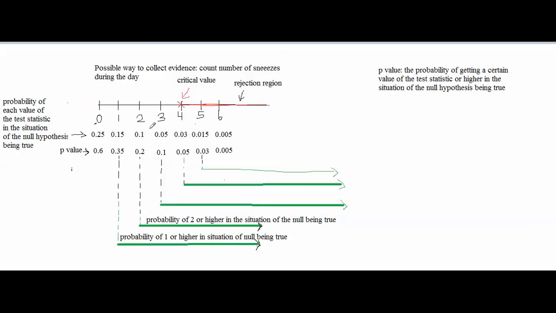So the test statistic and the p-value move in opposite directions. As the test statistic gets higher and you have more evidence against the null hypothesis, the p-value gets lower and lower. And once you get to the critical value, the p-value goes down to 0.05. And once you go past the critical value, the p-value gets even lower, below 0.05.